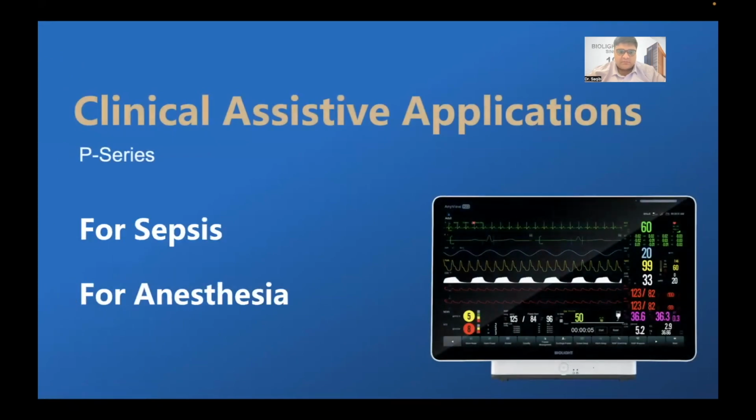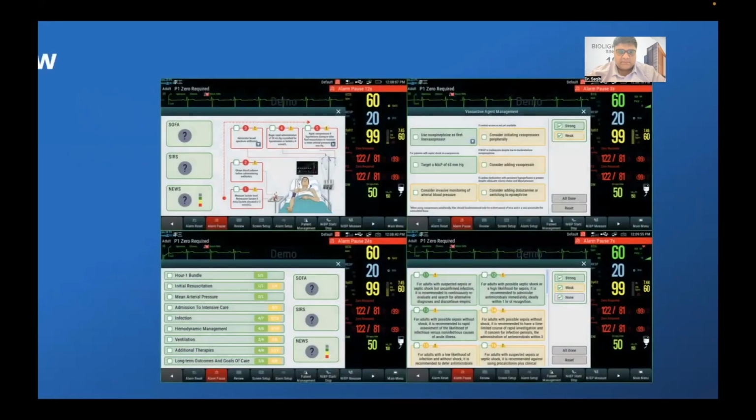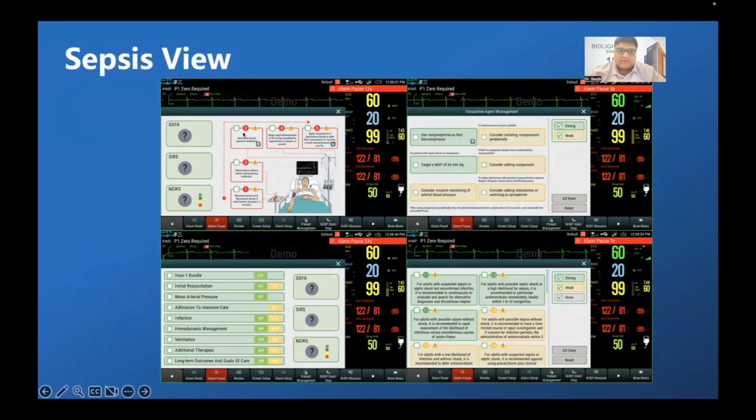And then I'm going to show you some clinical assistive applications. So this is our sepsis view. This covers all the sepsis guidelines. If you are in the ICU or in some other department where you need to monitor patients for sepsis, this presents the 2021 sepsis guidelines for adults. And very soon we're going to be working on the guideline for pediatrics.